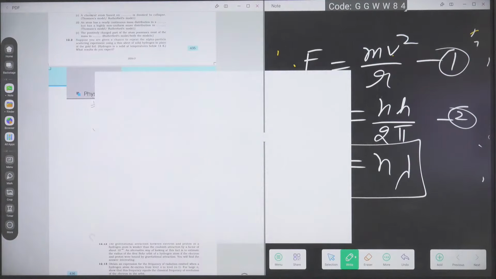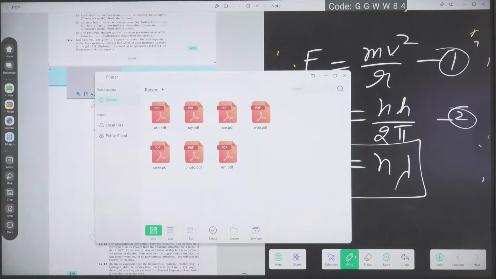Then now 2-3 chapters remain. Now wait for that 5 minutes.